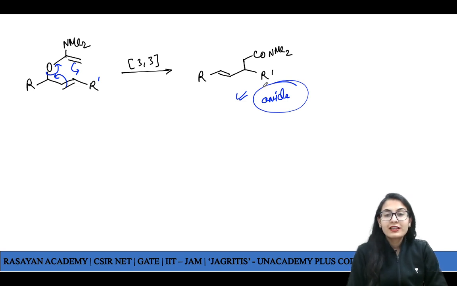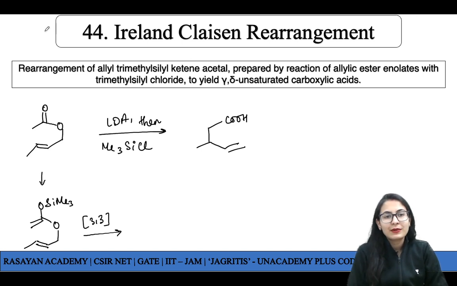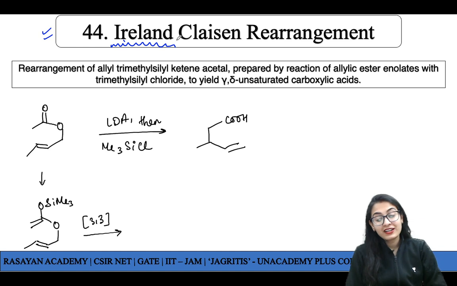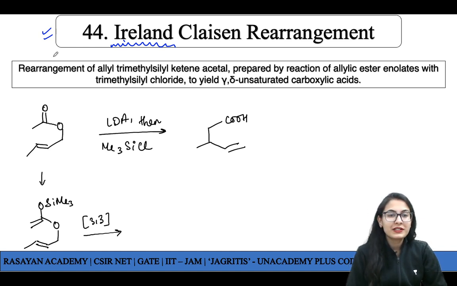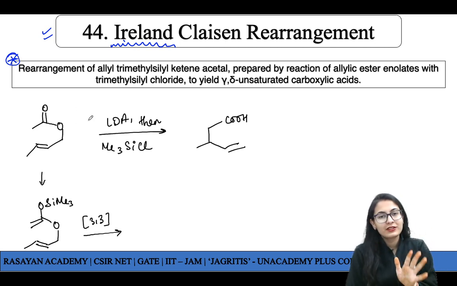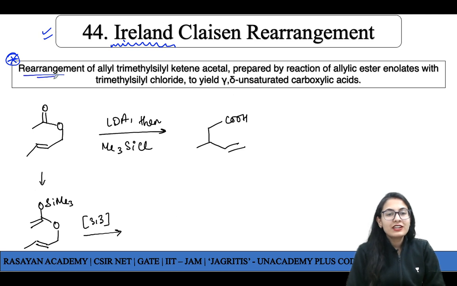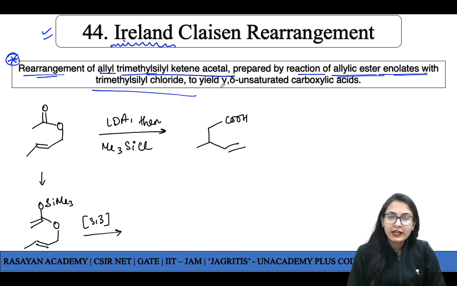So this is our fourth variation of the Claisen rearrangement, and our last one, the fifth variation of Claisen rearrangement, is Ireland-Claisen rearrangement. Yes guys, we have so many name reactions under just one canopy, that is your Claisen rearrangement. Last but not the least, you will have also seen this reaction many a times in your CSIR NET exam. It is rearrangement of allyl trimethylsilyl ketene acetal prepared by reaction of allylic ester enolates with the trimethylsilyl chloride to yield the gamma delta unsaturated carboxylic acid.